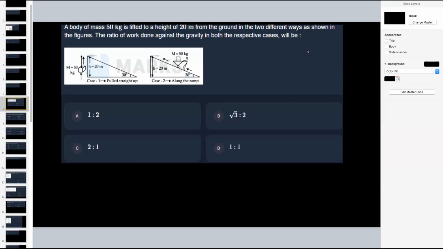Let us see this question. A body of mass 50 kg is lifted to a height of 20 meters from the ground in two different ways, as shown in the figures. The ratio of work done against gravity in both the respective cases is?